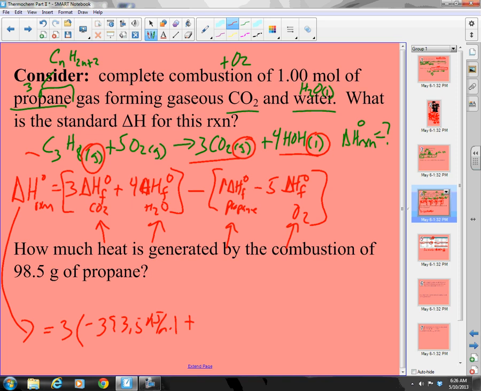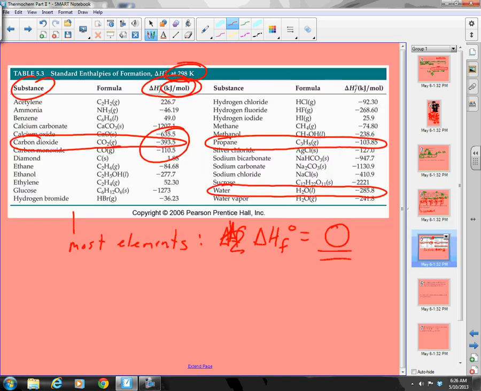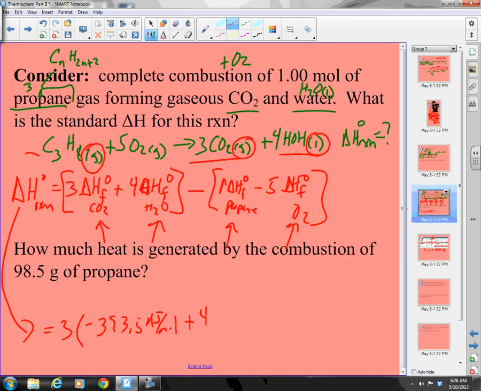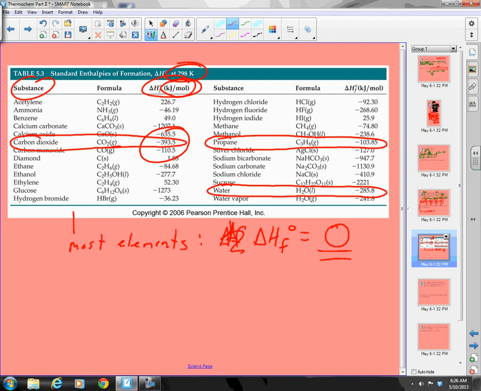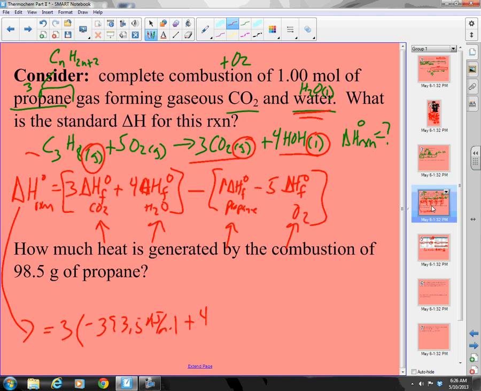Plus, we want 4 times H2O. Is that gas? That was liquid, right? Gotta go back, make sure I had the right one. Liquid. Yes, it was liquid water. Here we go: negative 285.8 kilojoules per mole. And then we better put that in big brackets because we're going to have to subtract stuff.